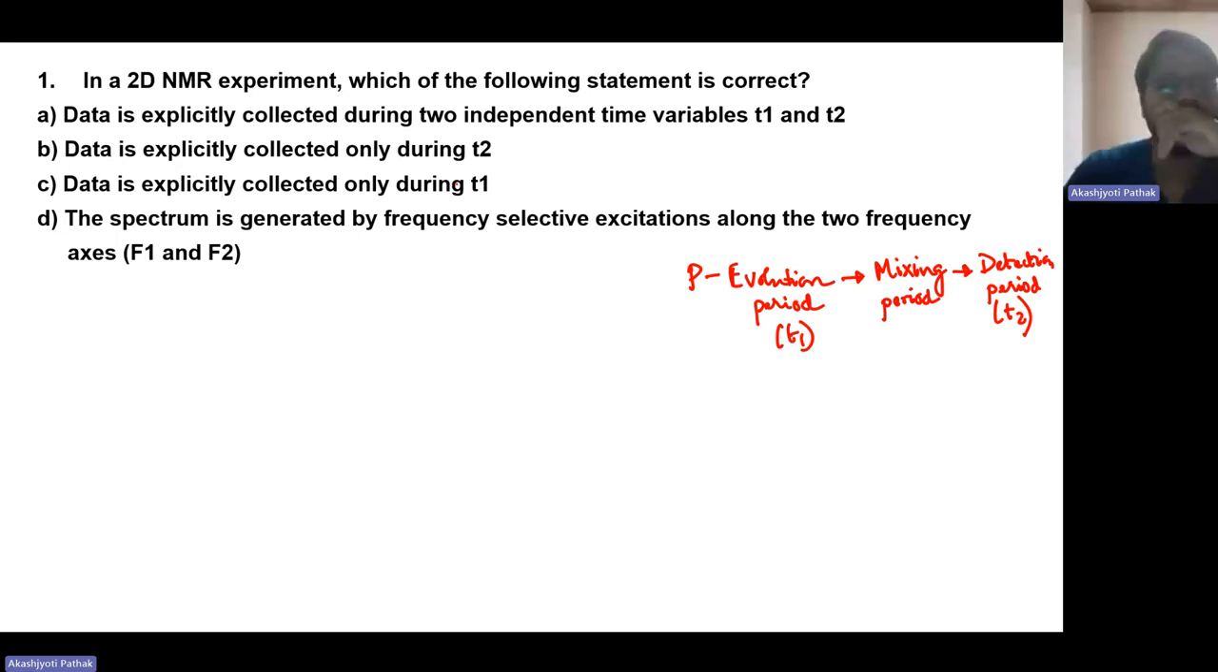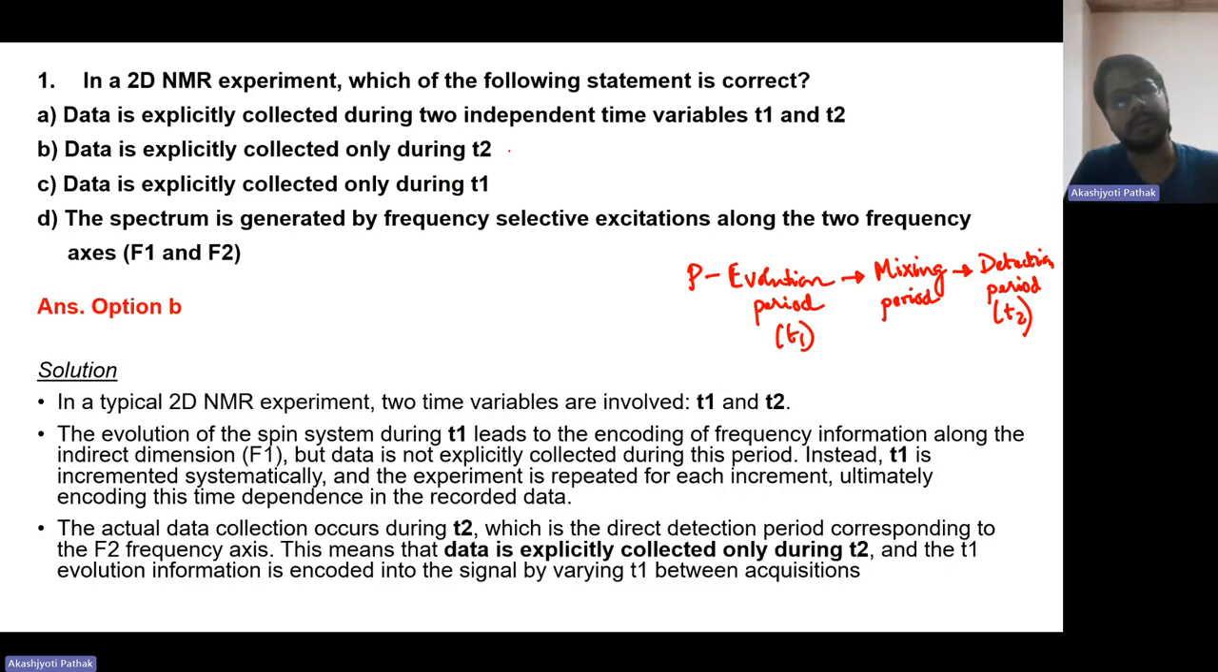Yes, you have guessed it correctly. The answer is option number B.